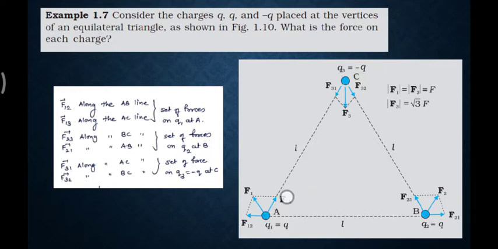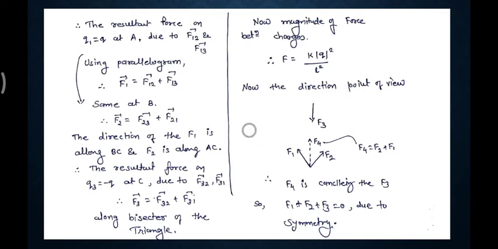Here we have F12 and F13, and the resultant will be found. We already discussed this, but I write it here so you understand. F12 is along the AB line. Along the AB line is a set of forces on A: F12, F13. F23, F21 are the set of forces on B. F31, F32 are the set of forces on C. What we simply discussed is written here. This is the first section and this is the second section, then the answer.